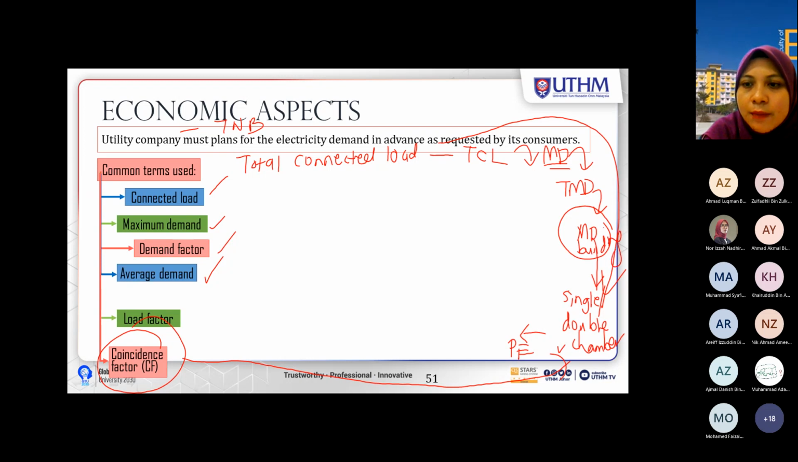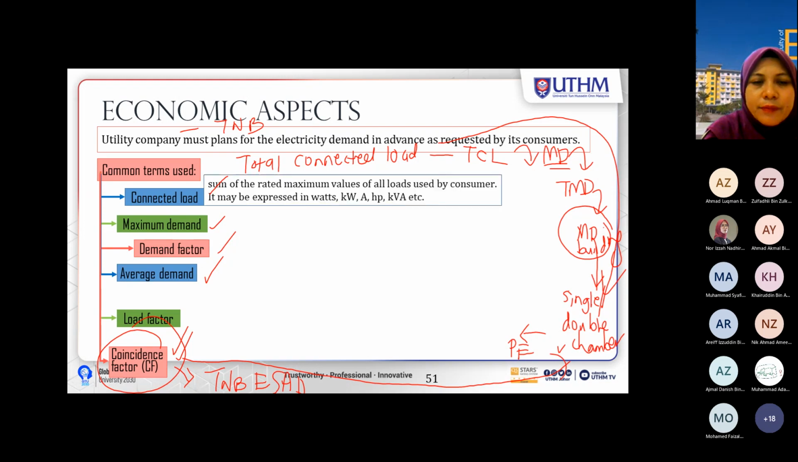Where you determine the MD of the building, you need to take into account the coincident factor. Basically this coincident factor has been stated by TNB. If you open the TNB ESA, you will see they have put it in a table. Okay, the coincident factor for residential, how much? Normally 0.9. Okay, first is the connected load.